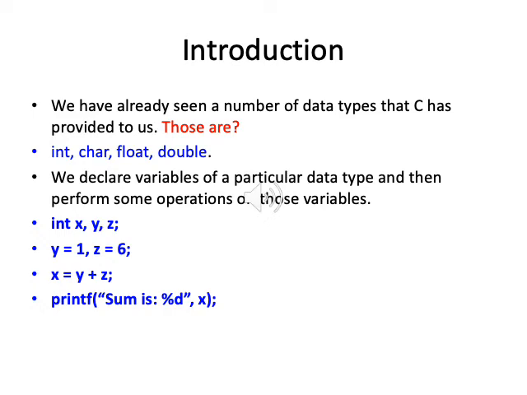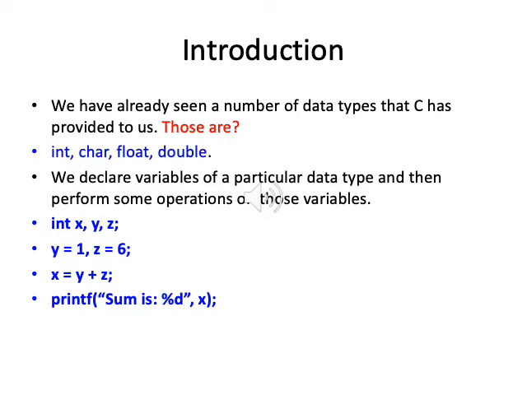So far in the course, we have already seen a number of different data types that C provides to us, and those are essentially integers, ints, characters, floats, and doubles. So what we observe is that the way we use them is we declare variables of a particular data type, and then we perform certain operations on those variables.